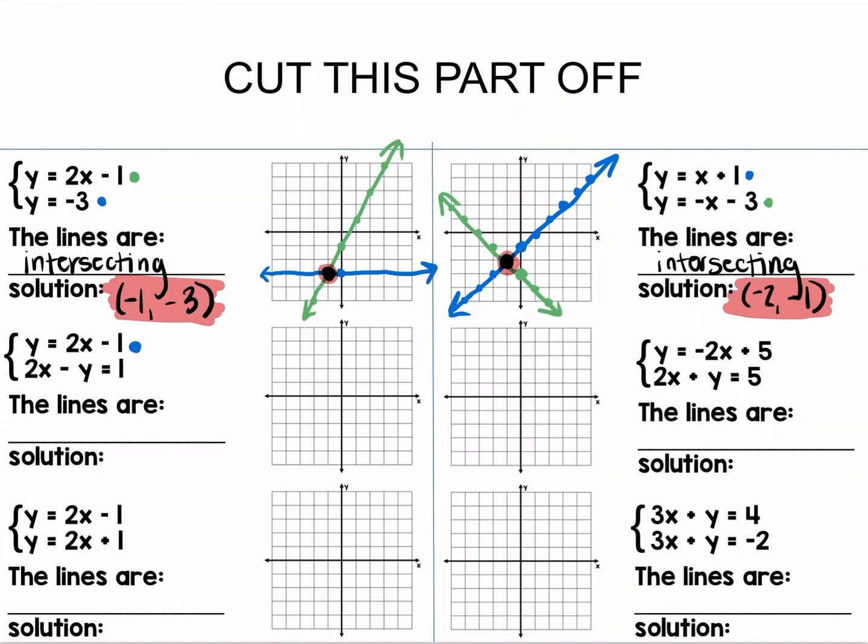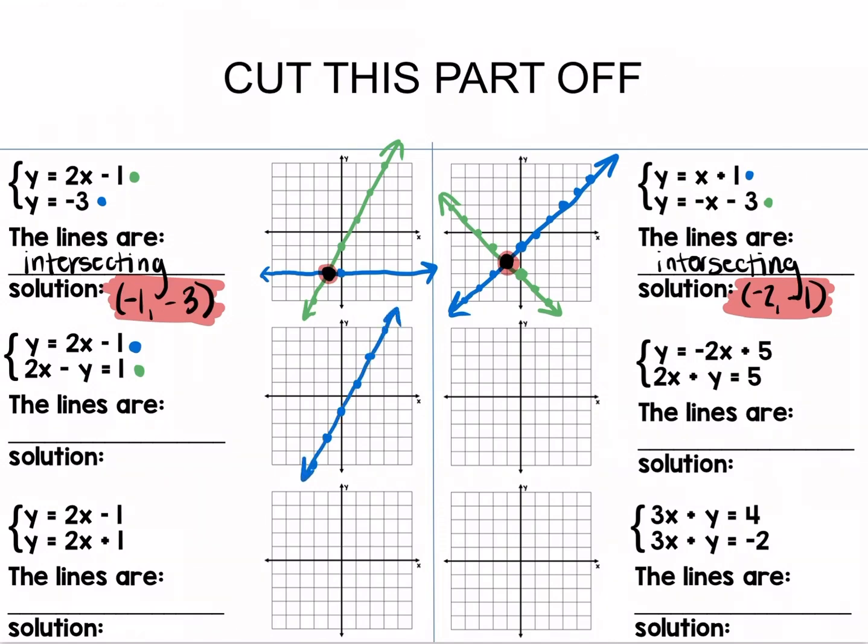So blue, green. So y is 2x minus 1. -1, up 2 to the right 1, up 2 to the right 1, down 2 to the left 1. So that's that line, 2x minus 1.